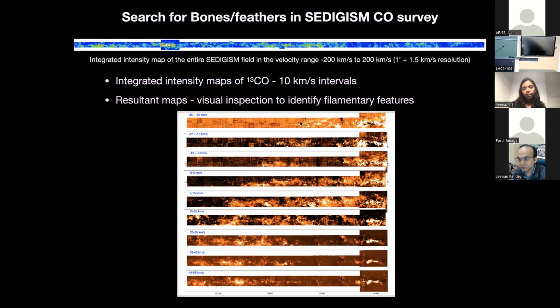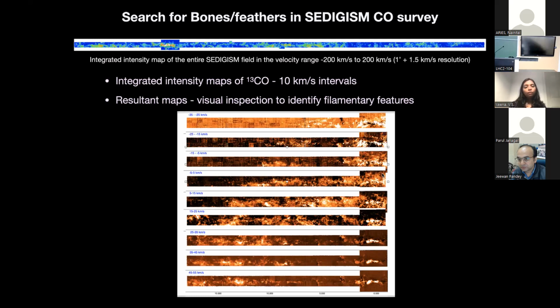Shown here are only a few of these 10-kilometer second moment maps in the first quadrant of the galaxy as an example. We have visually inspected these maps to identify filamentary structures. Here I want to bring your attention to the fact that there are several filament finding algorithms available nowadays, so that you can use these automated algorithms to identify filaments.